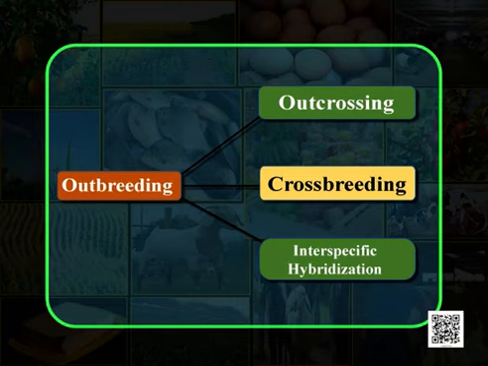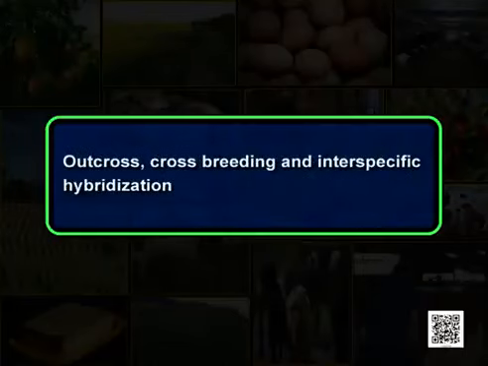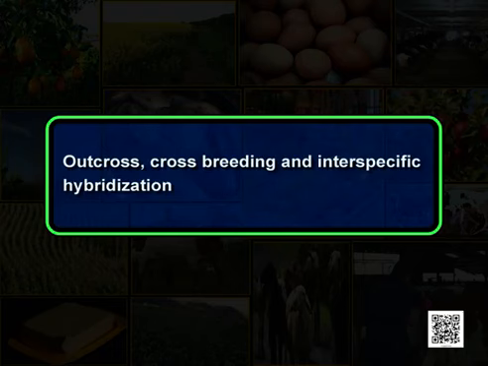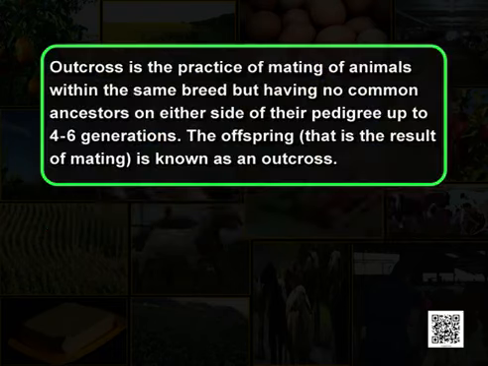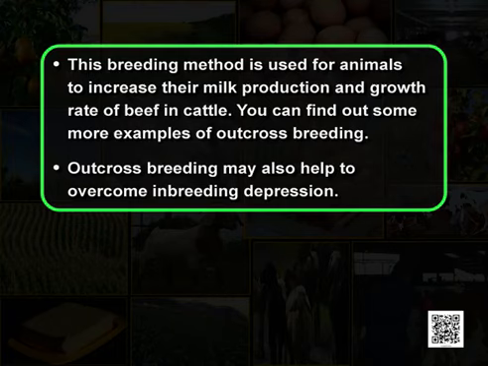crossbreeding or interspecific hybridization. Now, let us understand the differences between the three, namely outcross, crossbreeding and interspecific hybridization. Outcross is the practice of mating of animals within the same breed, but having no common ancestors on either side of their pedigree up to 4 to 6 generations. The offspring, that is, the result of mating, is known as an outcross. This breeding method is used for animals to increase their milk production and growth rate of beef in cattle.